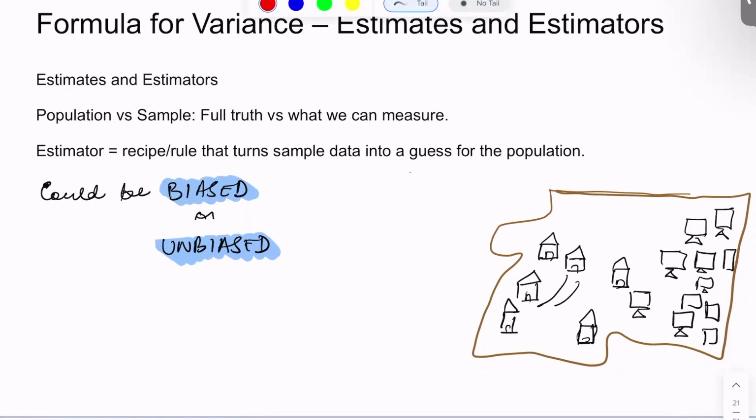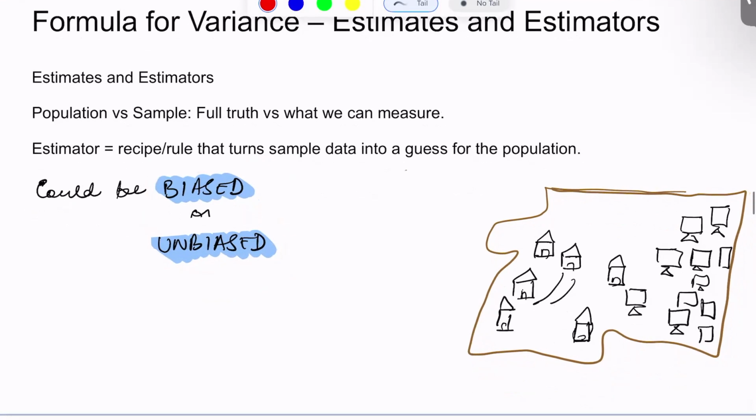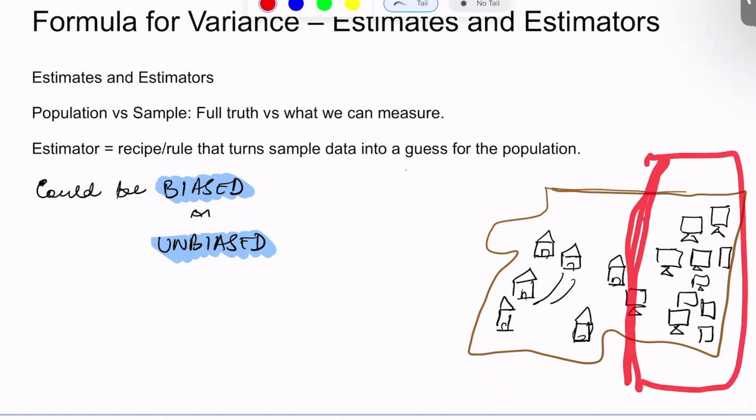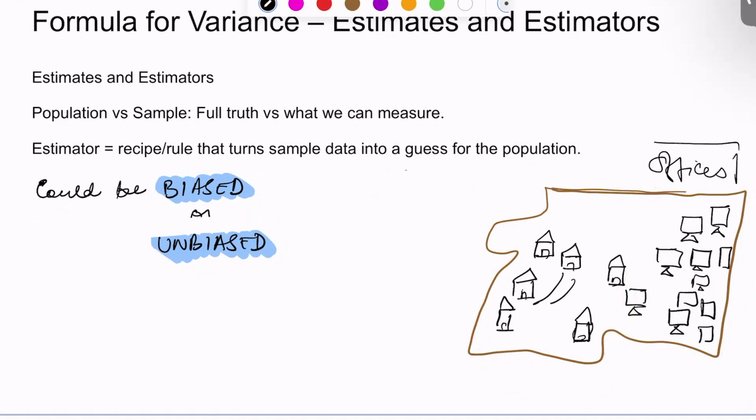Now, these estimators or estimates can be biased or unbiased. What do we mean by that? Let's say, for example, we are back to calculating the height of all the people in the city. And let's say for some reason, we only sampled people in this region, and this region is supposed to be people with offices. So it's mostly adult population here.